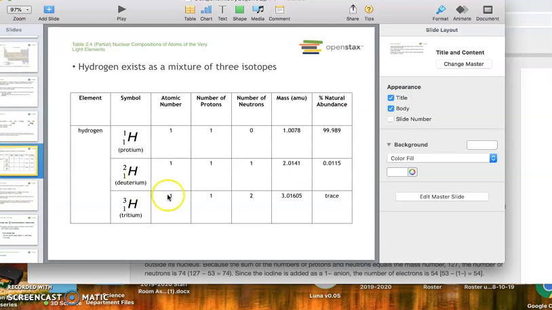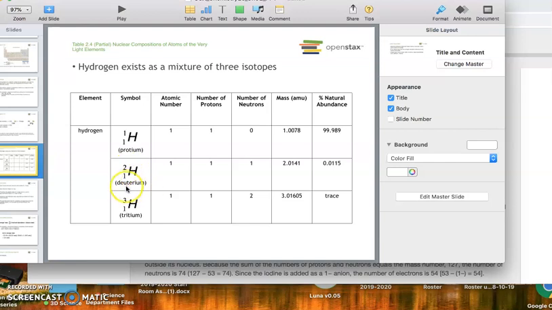All right, so if we look at a table here for hydrogen, hydrogen has 3 different isotopes. We have hydrogen 1, hydrogen 2, and hydrogen 3. And so there are some common names for these. Protium is the more common type. How do I know that? Well, if I look at the natural percent abundance here, 99.989% of all hydrogen is hydrogen 1. So if I took a sample of hydrogen, 99.989% of it would be hydrogen 1.